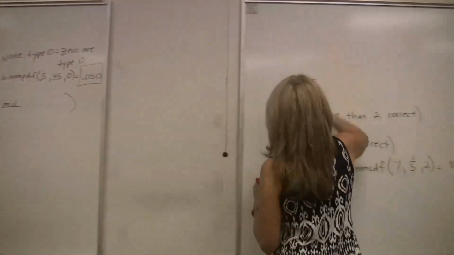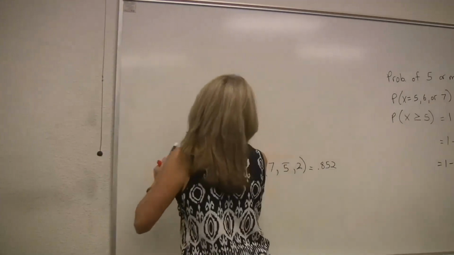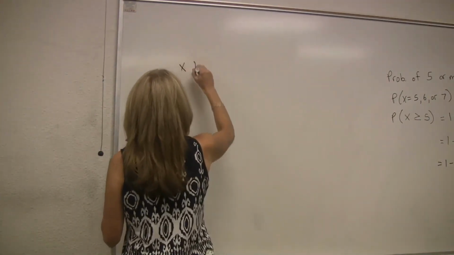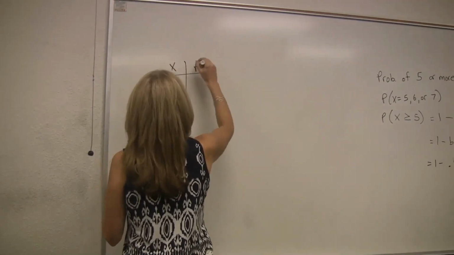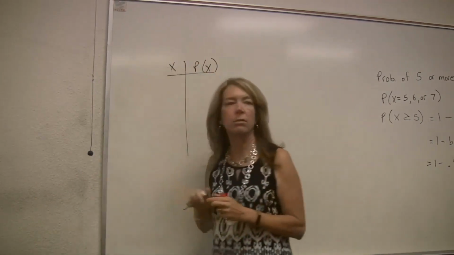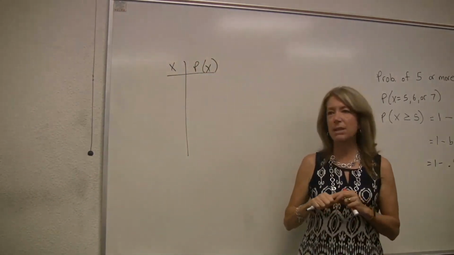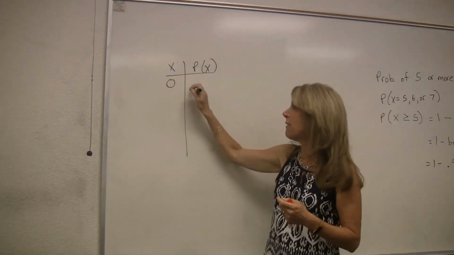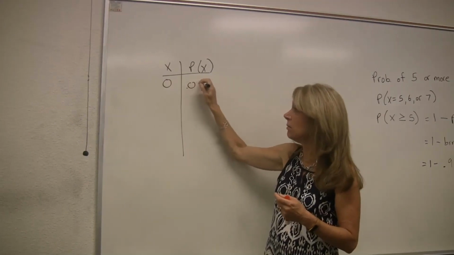So let's talk about all the possible X's we could have with this problem. So we're creating a table, X and P of X. Out of 5 people, how many of them might be type O? Could be none of them. Well, we already found that probability. We just found that, right?